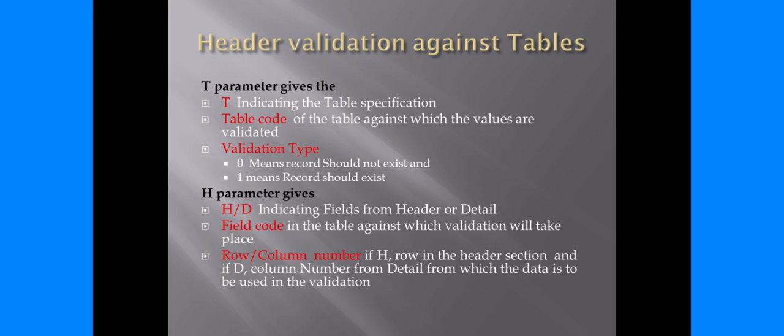H and D parameter gives field code in the table, row number in the header section or column number in the given row from which the data is to be used in the validation. This validation will be performed for each row, and if the validation fails, the row will not update. Error message will be written to the error file and row will be written to error list file.